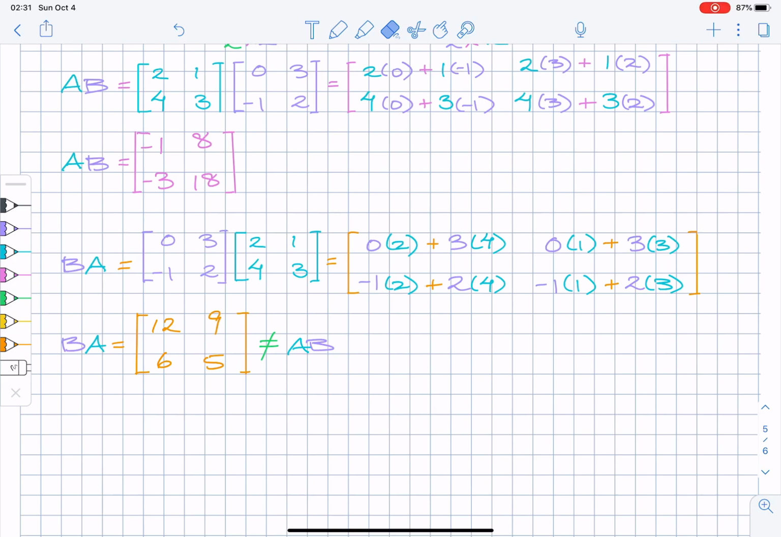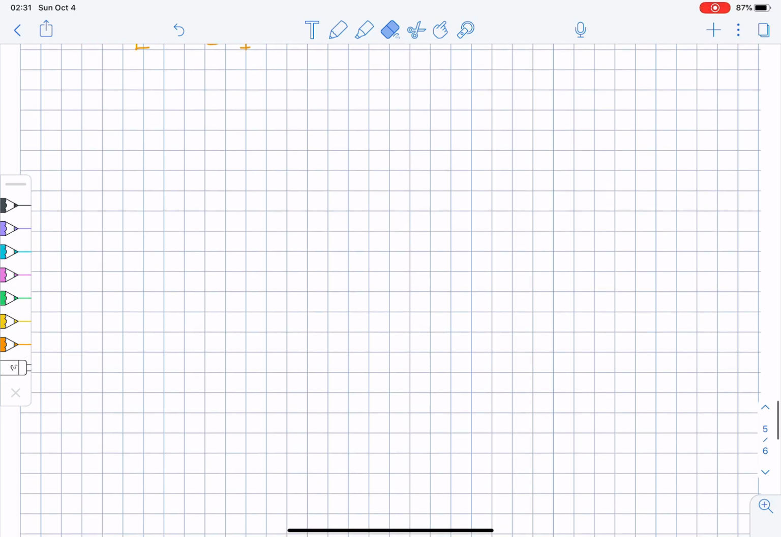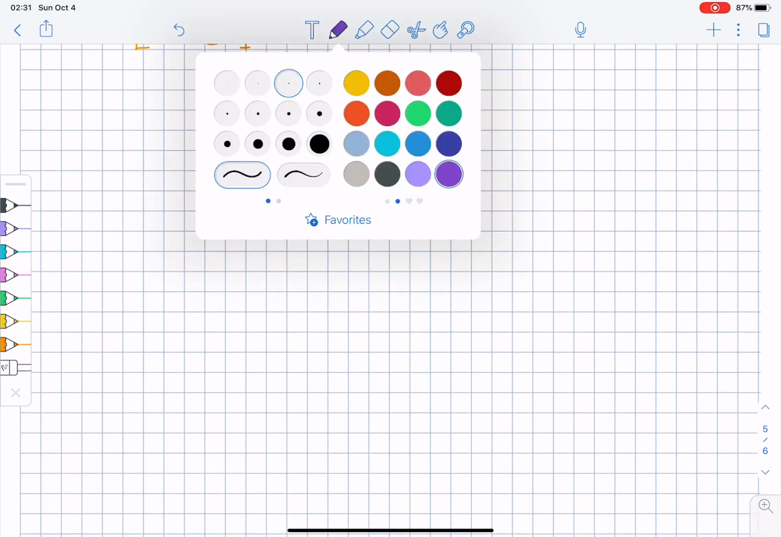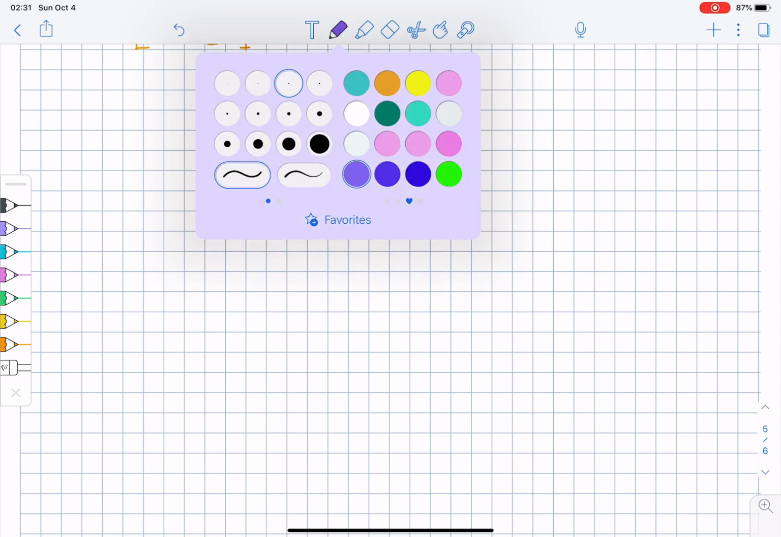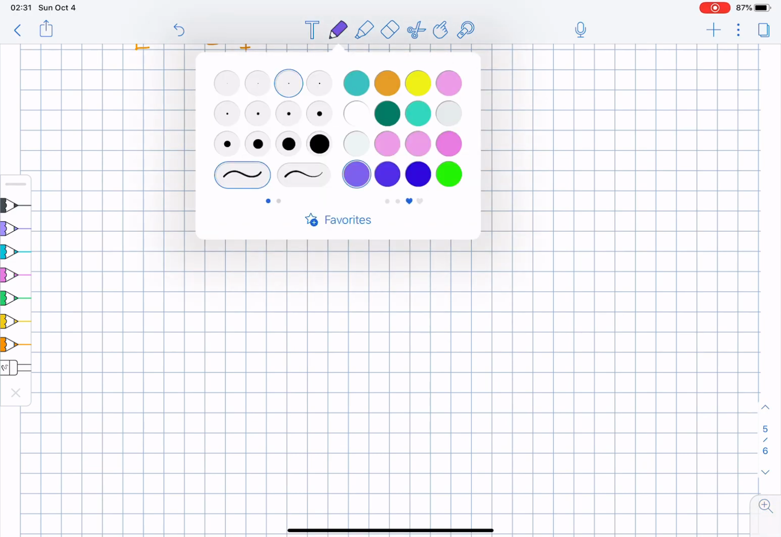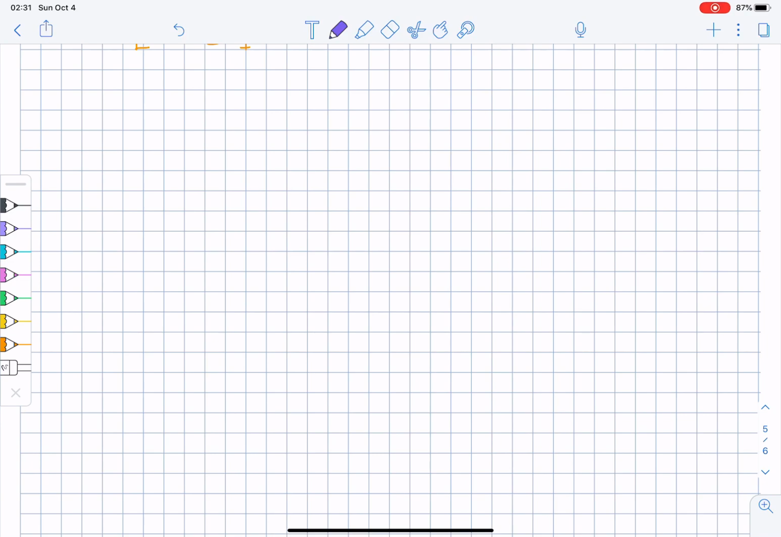Okay, so where was I? So properties. Let's do properties. Okay, I guess that's a good number. Good color. So properties of matrix multiplication.